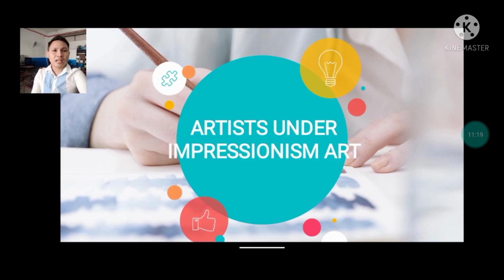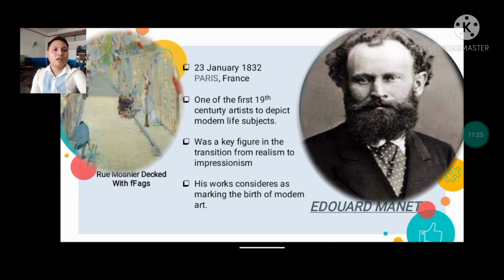So let's now talk about the artists under Impressionism art. First, we have Edward Manet. Edward Manet was born on January 23, 1832 in Paris, France, and was one of the first century artists to depict modern life subjects.